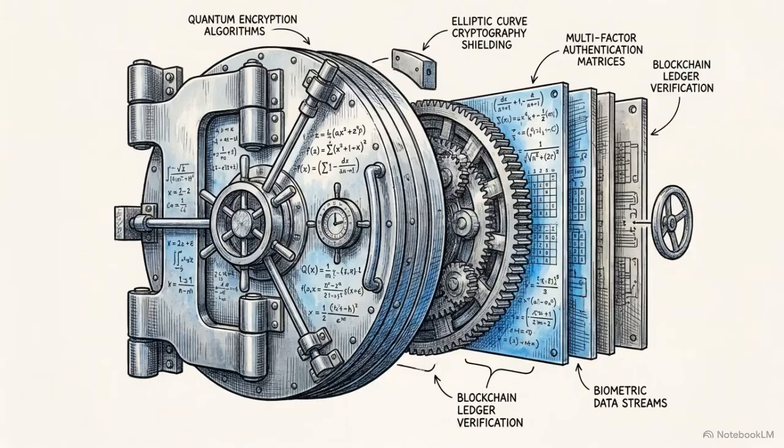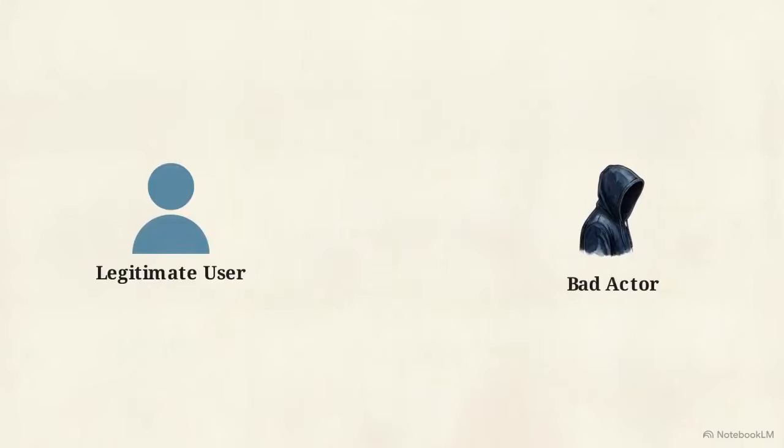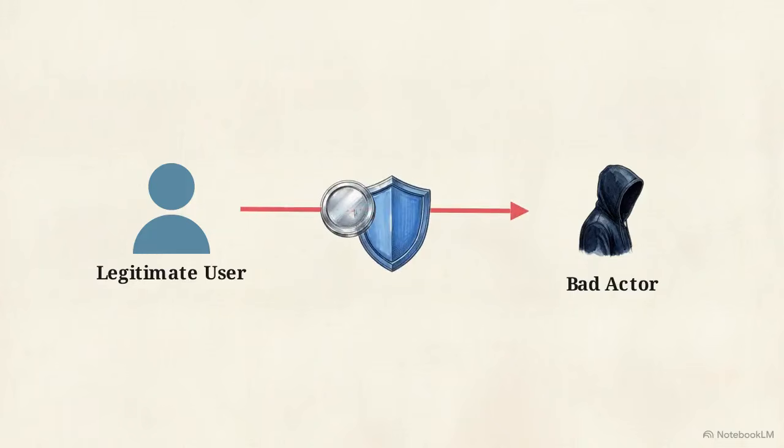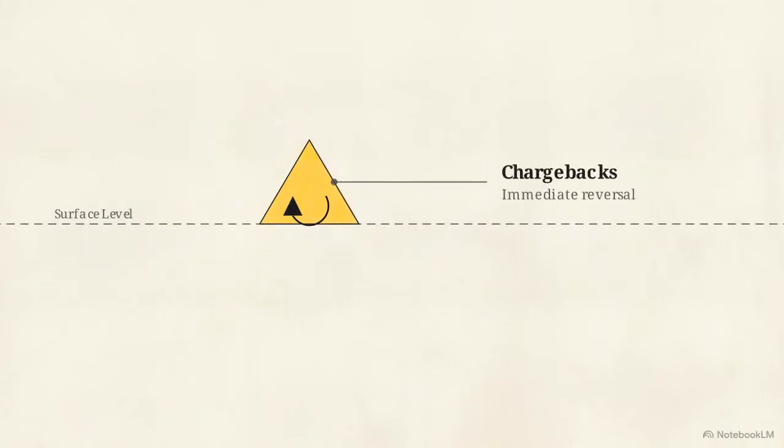Even with advanced math watching the gates, a complete system must always have a plan for when something goes wrong. If fraud does occur, the first line of defense is a chargeback, where the system pulls the stolen funds back from the recipient. There are also deeper layers of protection.